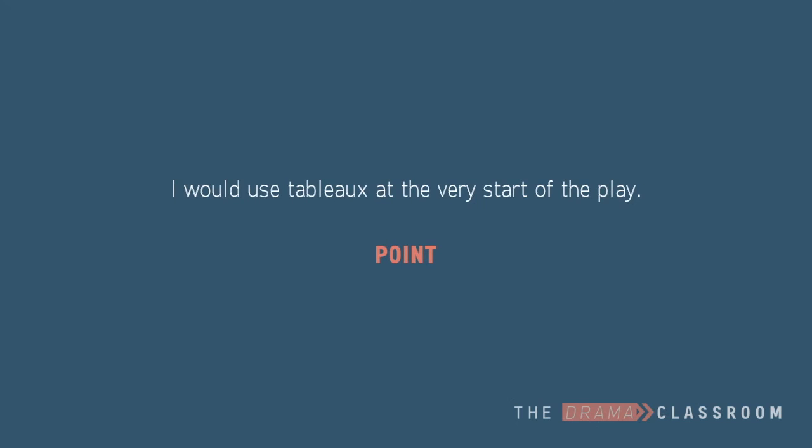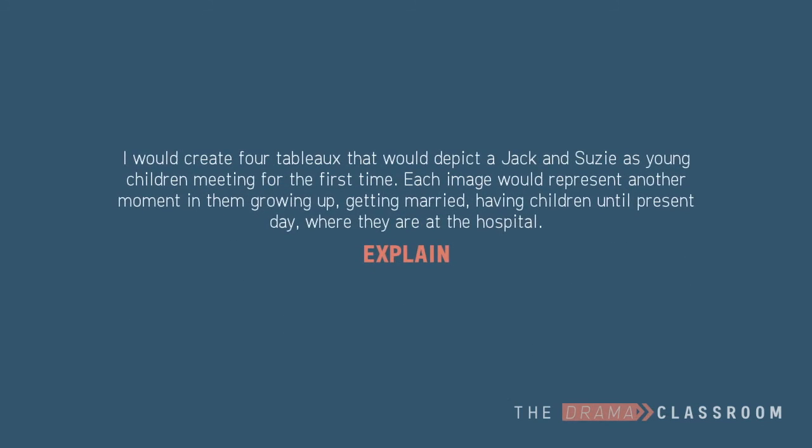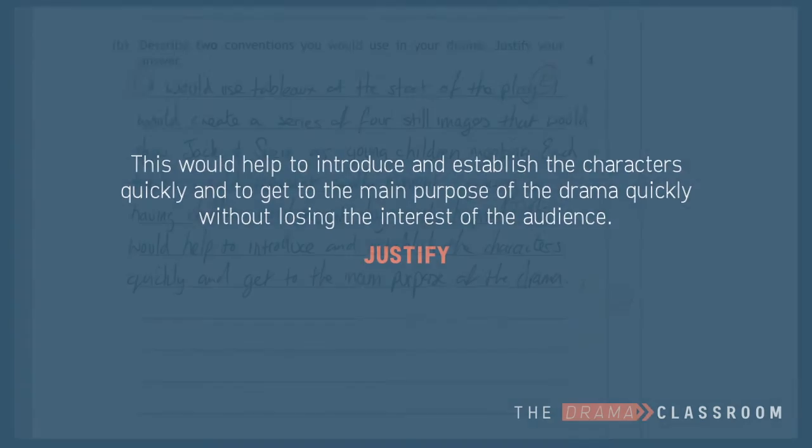I would use tableau at the very start of the play. I would create 4 tableaux that would show Jack and Susie as young children meeting for the first time. Each image would represent another moment in them growing up, getting married, having children, until present day, where they are at the hospital. This would help to introduce and establish the characters quickly and to get to the main purpose of the drama quickly without losing the interest of the audience.